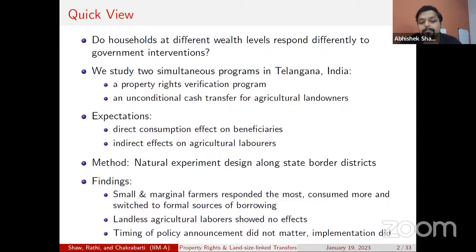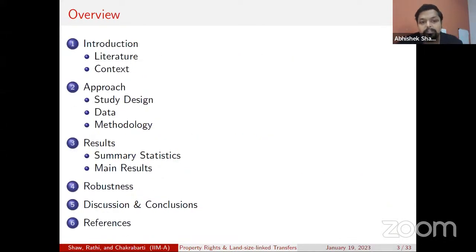The other effect we find is that for landless agricultural laborers, the improvement in consumption expenditure that we expected is something we don't find. So there's no trickle down, as it were. And the other thing is that when policies are announced, certain anticipation and expectations are created among potential beneficiaries, and we find that effect didn't really play out. There was no response to the announcements themselves, but the implementation, of course, did have effects. This is just a quick overview of what we're going to talk about. I'll split all this into sections, and then Sawan will also present a part of this later.